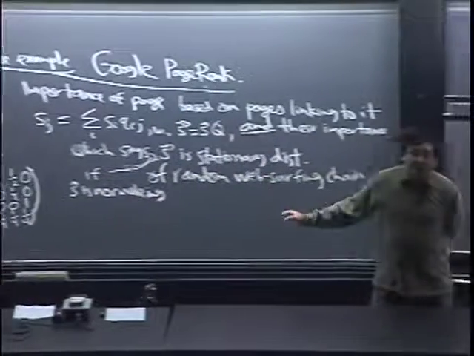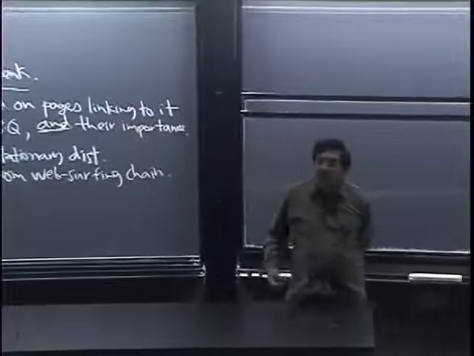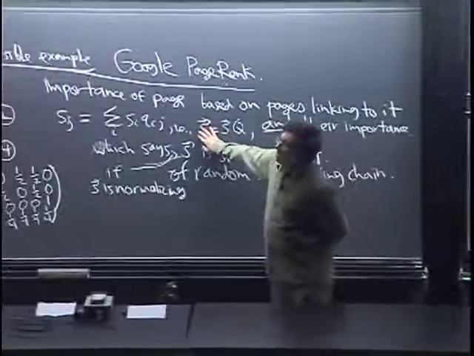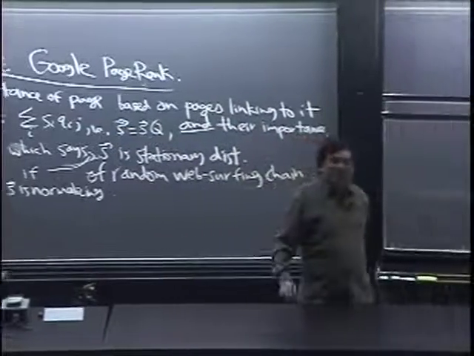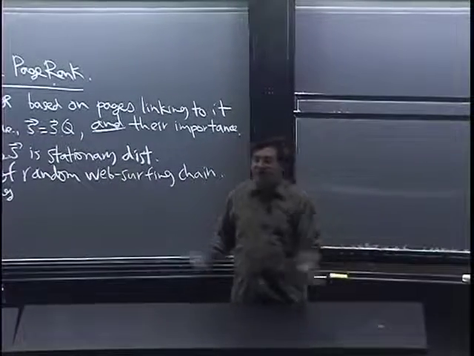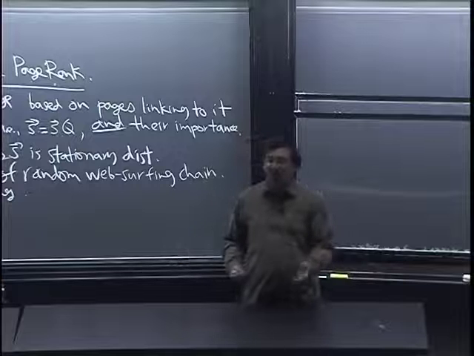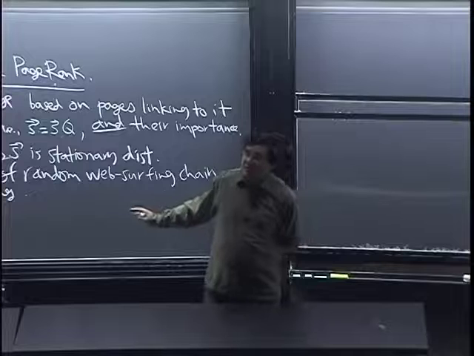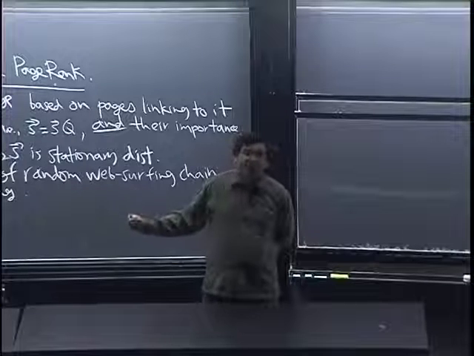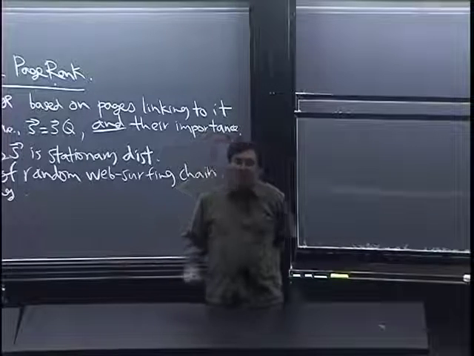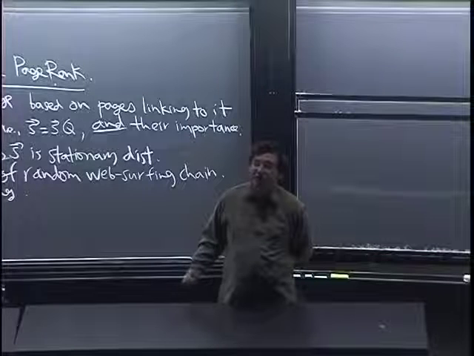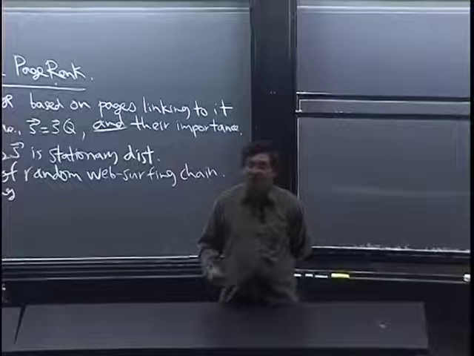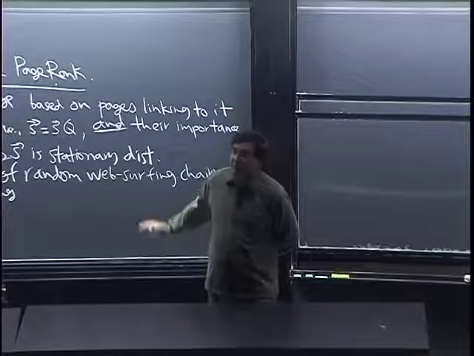So in terms of the interpretation of the stationary distribution as the long-run fraction of time of being in a certain state, what this is saying is that if you imagine randomly surfing the web for ages and ages and ages, then the importance of a page is the long-run fraction of time that you spend at that page. That's kind of intuitive. The pages that are more important, you'll find yourself spending more time there in the long run. So that's what it's doing.